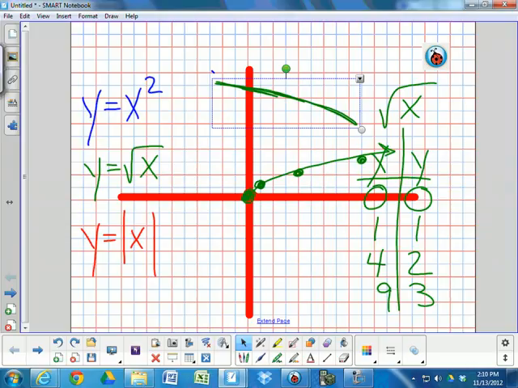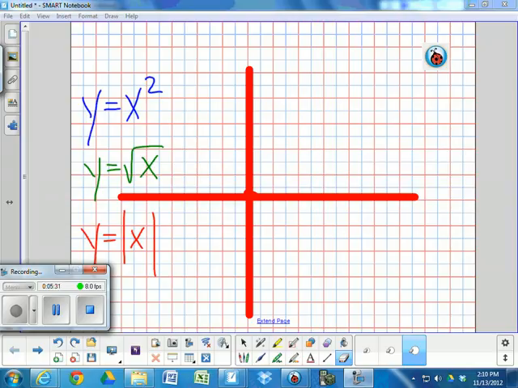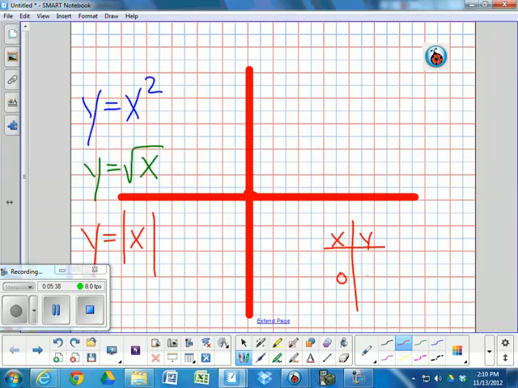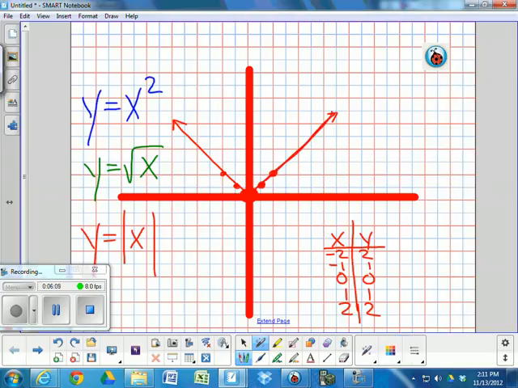Now, the absolute value is the third parent function, and this is the one that I showed on a video just last night. We start with 0, 0, because the absolute value of 0 is 0. 1, 1, because the absolute value of 1 is 1. 2, 2, because the absolute value of 2 is 2. On the other side, you have negative 1, 1, and negative 2, 2. So we see symmetry. It grows in this fashion. Right one, up one. Right one, up one. So we could say that it's a line with a slope 1. And on the other side, it's a line with slope negative 1. And those are the three parent functions.